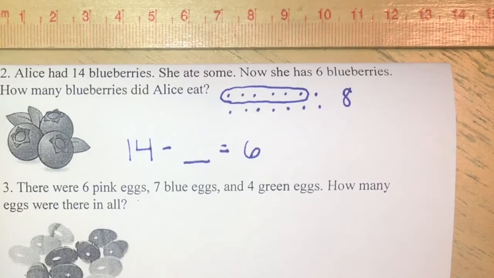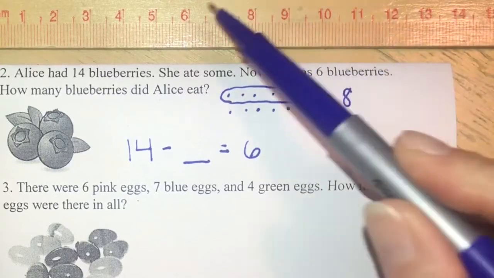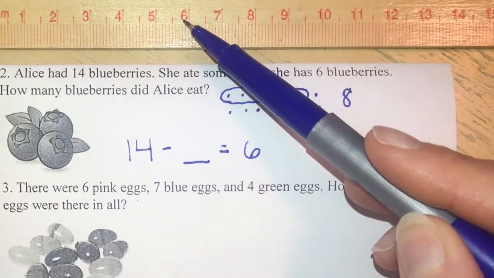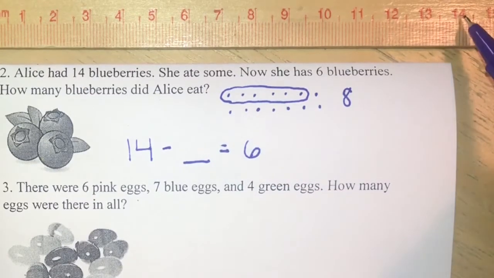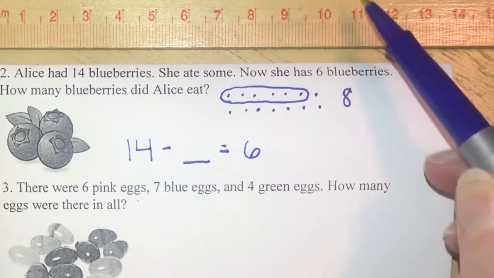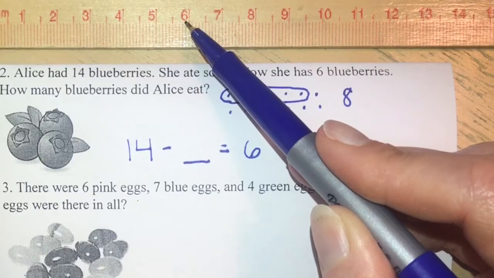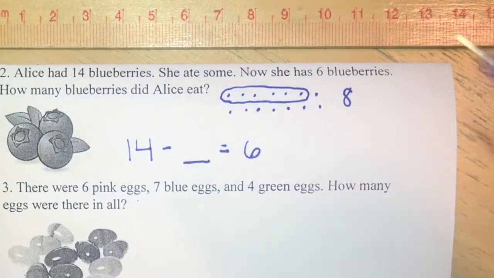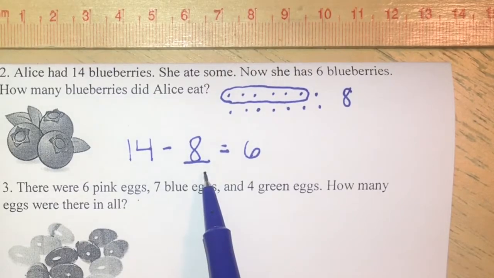And here's how I solve this using my number line. I'm going to start at the number 14, and then I'm going to move backward until I get to the number 6. However many times I move my pen between the number 14 and the number 6, that's the missing number. That's the number that belongs in the blank. So here we go. 1, 2, 3, 4, 5, 6, 7, 8. I'm stopping here because I'm at the number 6, and the number of times that I moved my pen was 8. So we could solve by drawing a picture, we could solve by creating a math sentence, but either way, we'll come up with the same answer, which is 8.